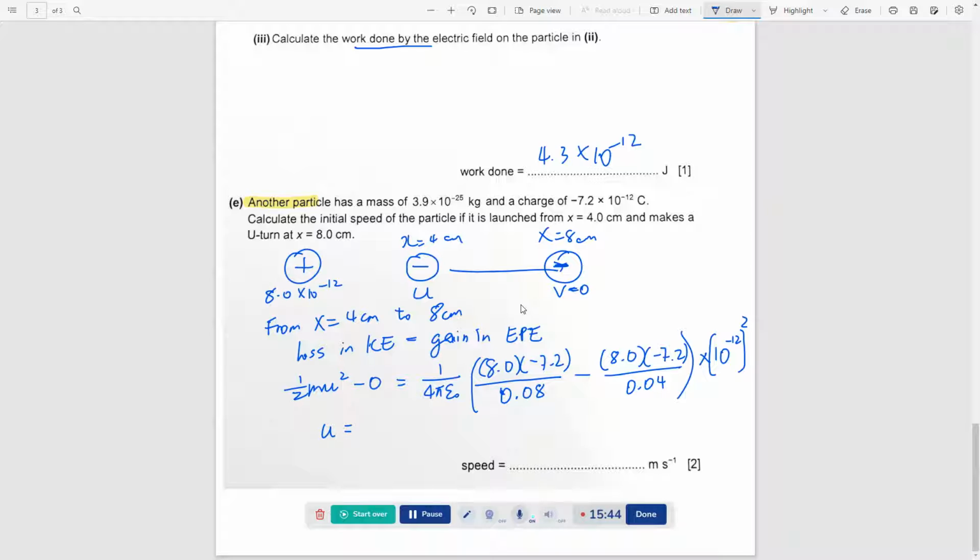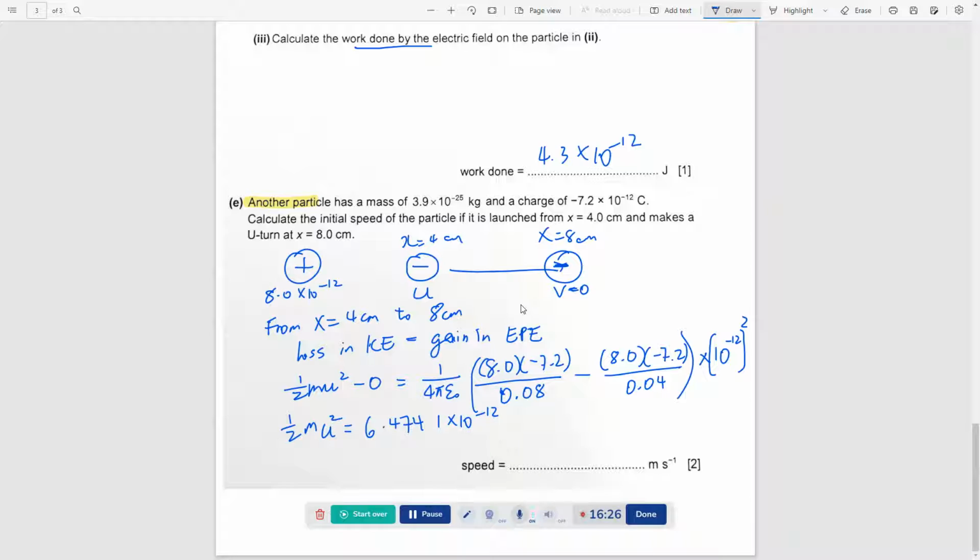Let me just press the calculator again. So 1 divided by 0.08 minus 1 divided by 0.04, multiply by 8, multiply by negative 7.2, divide by 4 pi epsilon naught, and then finally multiply by 10 power minus 12, minus 24. So you will get half mu square equals 6.4741 times 10 power minus 12.